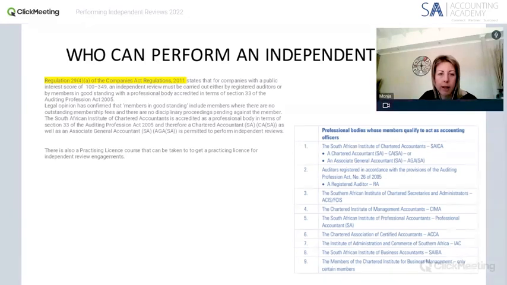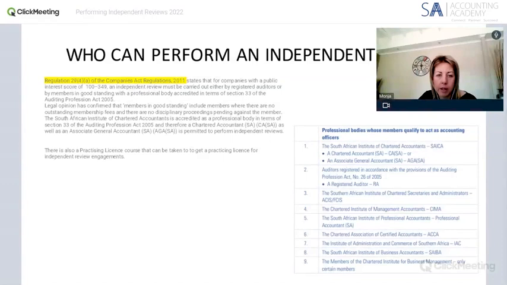So just to highlight, these are the ones in terms of the companies, the CC Act: these people that are members of the CICA, they are chartered accountants, they are AGAs, auditors that are registered in accordance with the provisions of the Auditing Act, registered auditors, RAs, they can do that as well.